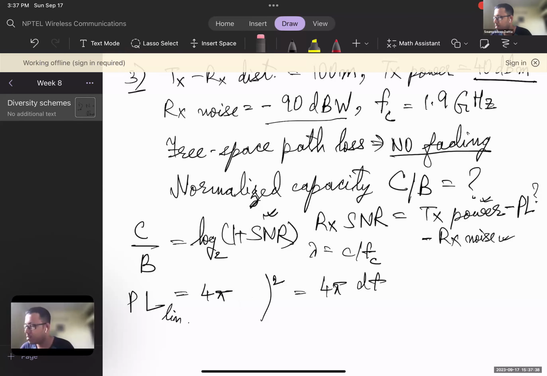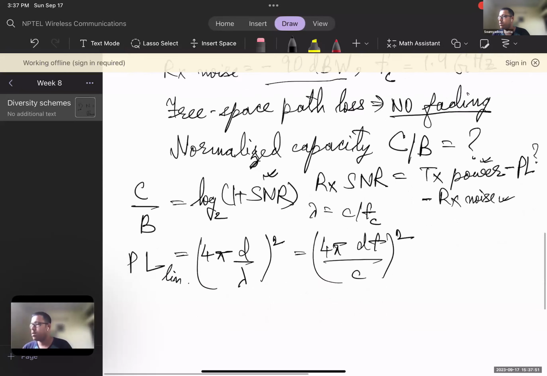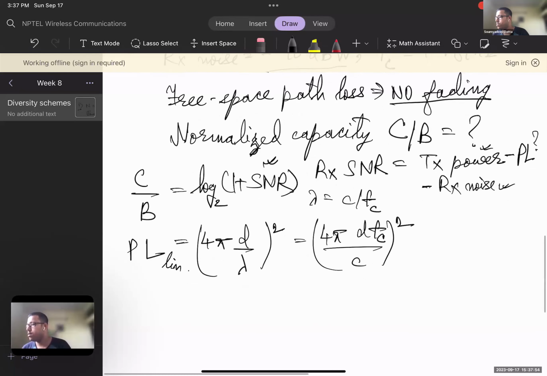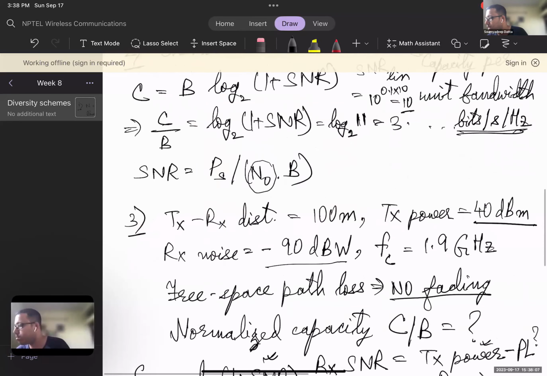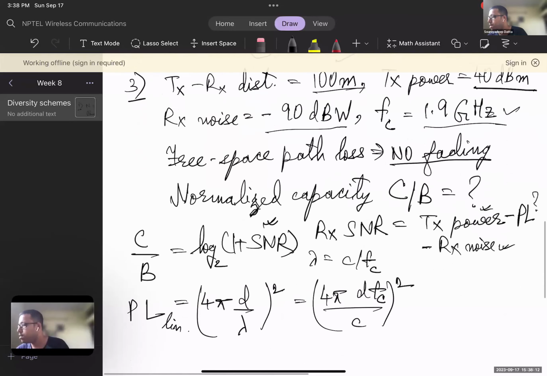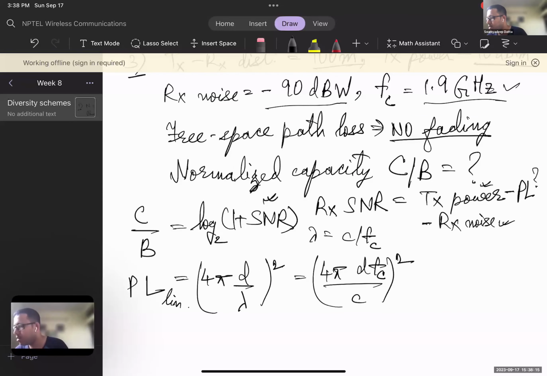Or okay, I think this is inside the bracket. 4 pi d by lambda whole squared, and so 4 pi d f by c squared, right? And where f is the carrier frequency. So we know these values, and we can calculate, right? Because we know d is 100 meters. We know the carrier frequency, 1.9 gigahertz, and c is 3 into 10 to the power 8, right?